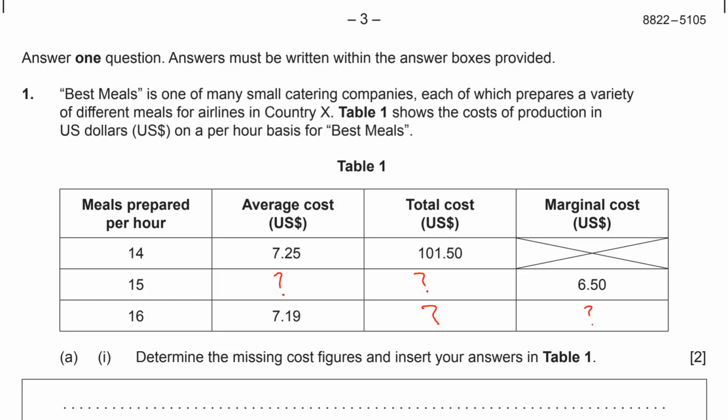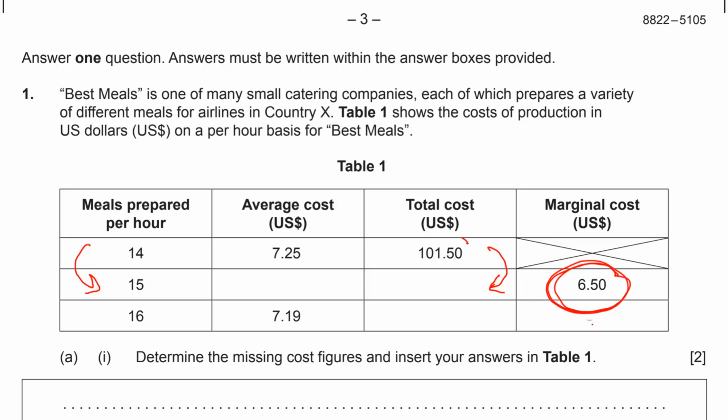How on earth are we going to figure out all these unknown bits and pieces? Okay, I'm going to start with this first one over here, where we've got a marginal cost of $6.50. What is the marginal cost? Well, the marginal cost is the change in total cost. So as we go from one level of production to another, that's the change in total cost. So in this example, were we to go from 14 meals per hour to 15 meals per hour, the marginal cost, the extra cost of producing that 15th meal, would be $6.50.